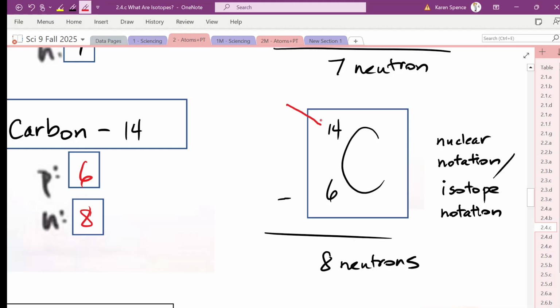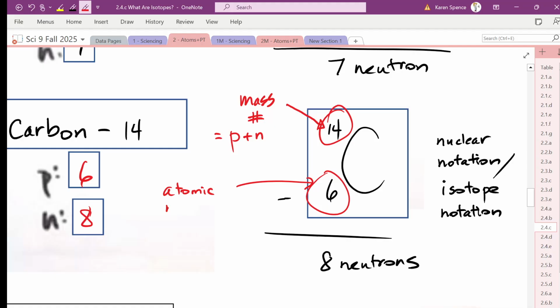What is this number called? This is called carbon 14, but what do we call this number at the top? That is our mass number. What is the mass number equal to? Protons plus neutrons. What is this 6 called? Atomic number. And that is equal to the protons. Okay?